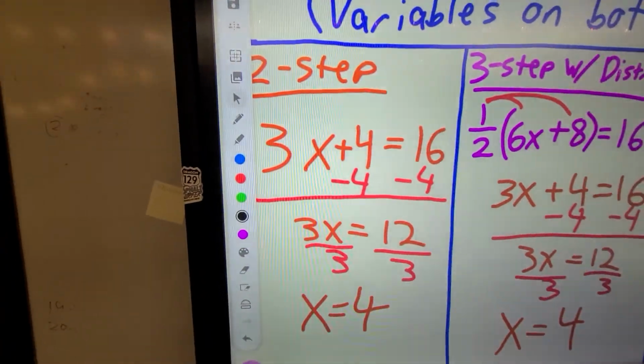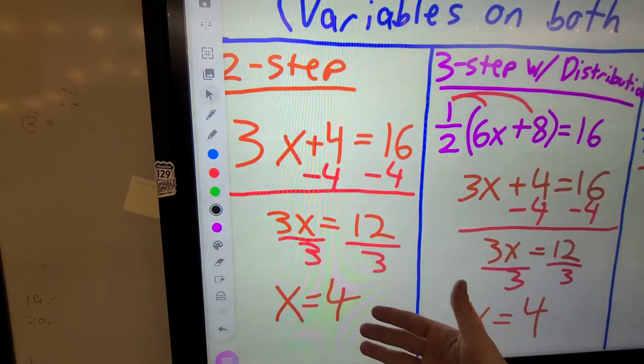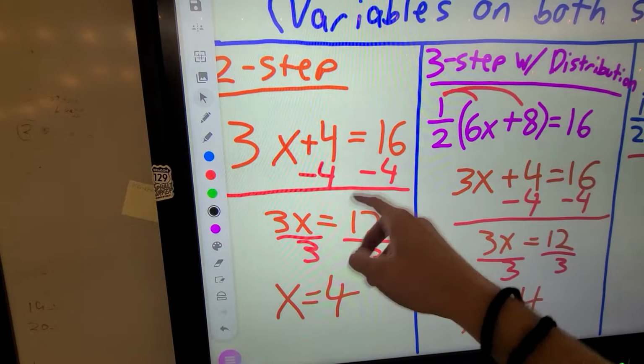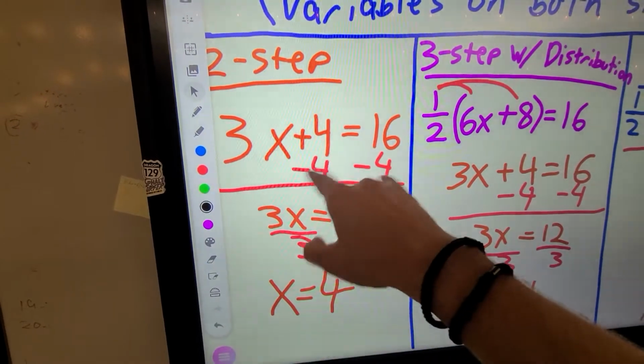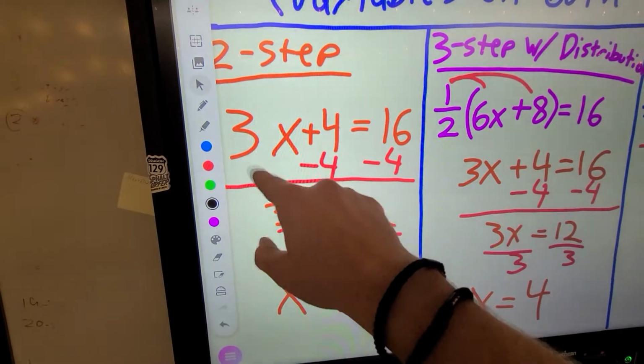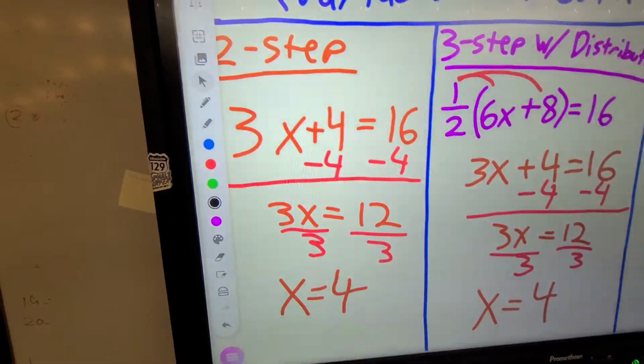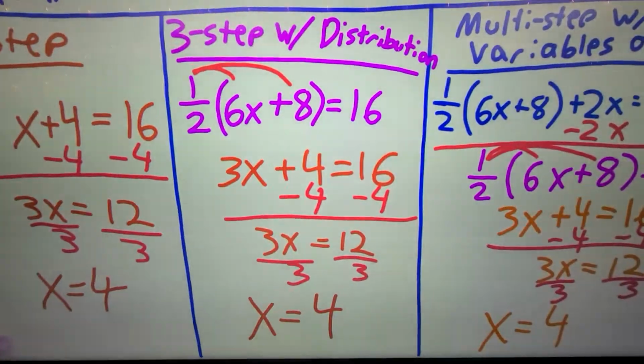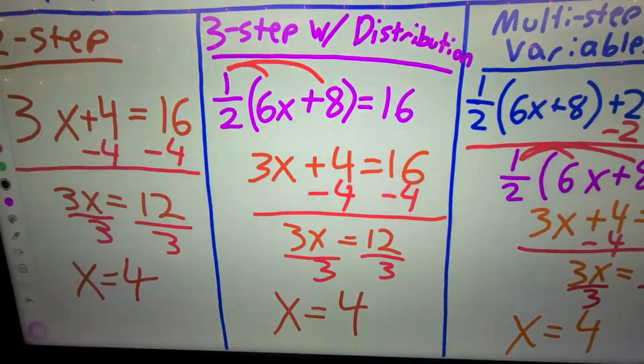6th grade, we learned how to do regular two-step basic equations. So 3x plus 4 equals 16. We know how to solve that. We just isolate the variable with term, then isolate the variable itself. Easy. 3-step with distribution. This is something we cover in 7th grade.